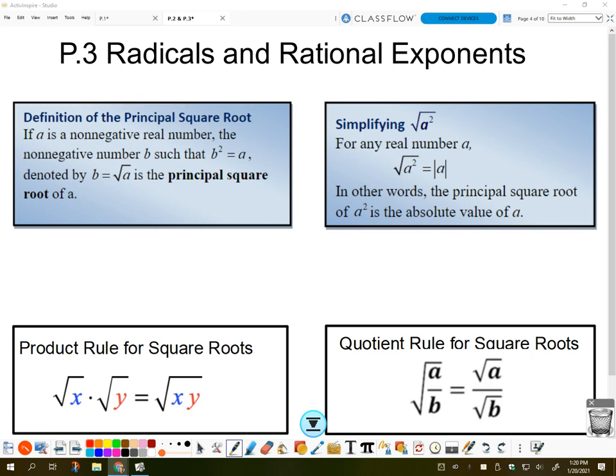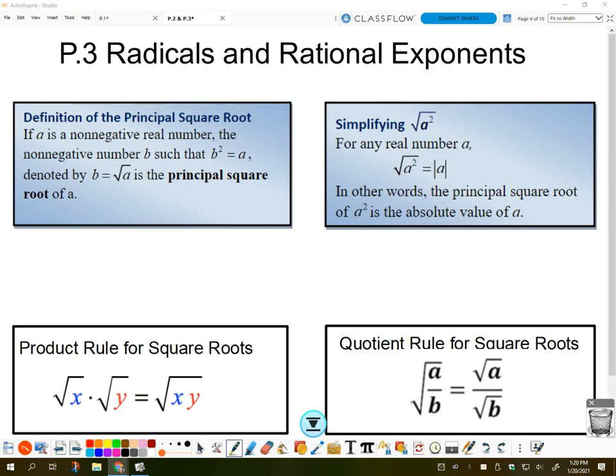Okay, so today we are doing section P3 on radicals and rational exponents, which are kind of the same thing, because rational exponents you turn into radicals. All right, so to start with, we need to make sure we understand the definition of the principal square root.